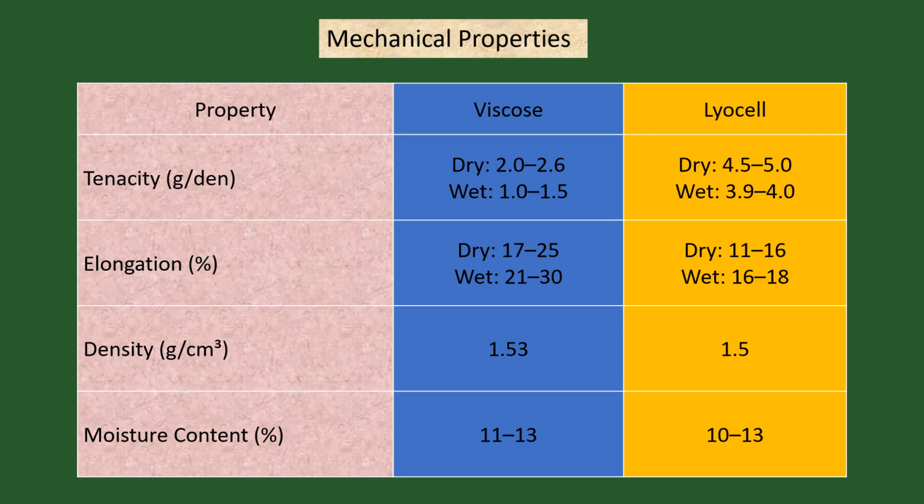When comparing mechanical properties, lyocell clearly outperforms viscose. Lyocell has nearly double the dry strength and maintains excellent strength in the wet state. Viscose experiences a significant drop in wet tenacity. Although viscose has higher elongation and flexibility, lyocell offers superior durability, dimensional stability, and resistance to deformation during use.